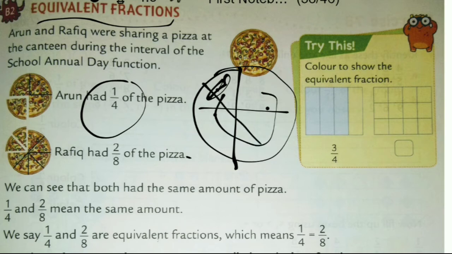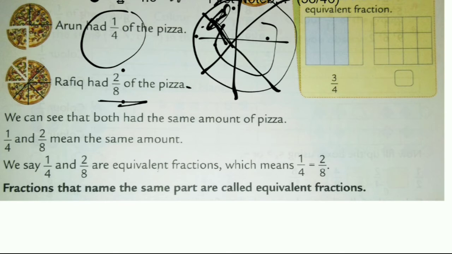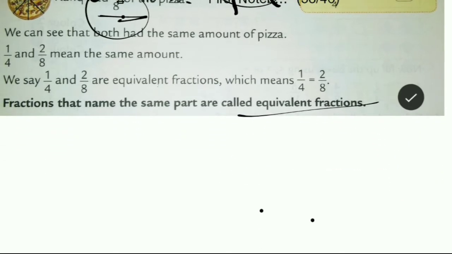Now in this also we can divide into 8 parts, and this one part is now represented as 2 parts. So this is 2 by 8. So 1 by 4 and 2 by 8 both are similar. That is known as equivalent fractions.